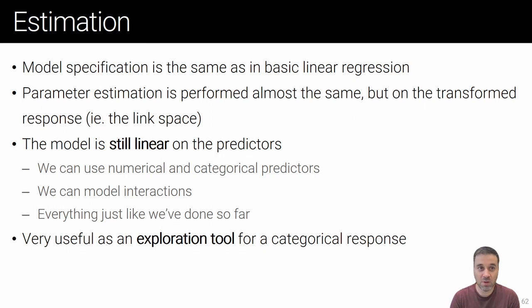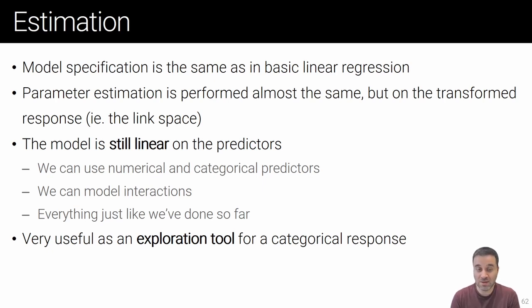Okay, so how do we build those models? Well, just the same way we've been building models so far. It's the same thing. How we specify the model, what factors there are, what interactions there are, whether they are numerical, categorical, etc. It's all the same, because again, underlying all this, we still have a linear model. How is the process of estimating parameters? It's all the same, only that instead of estimating on the response scale, we do it on the link space. We do it on the transformation of the response. It's all the same. So the linear model is still linear on the predictions. We can use numerical, categorical predictors, we can use interactions, transformations, everything we've done so far, we can still do it.